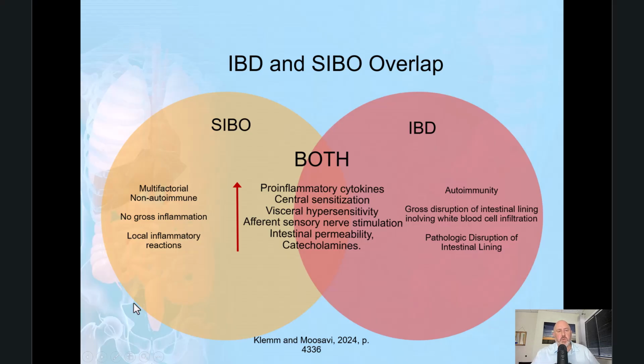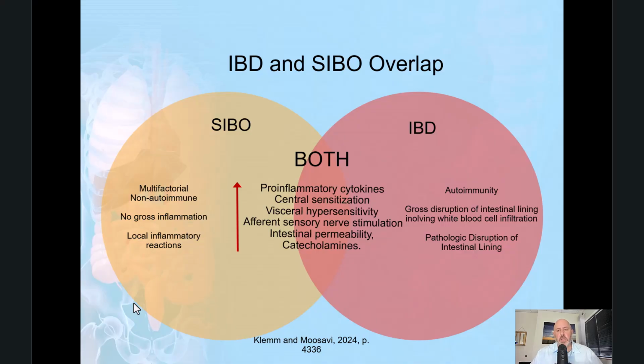They both disrupt the gut in similar ways. Both provide a source of inflammation to the gut. Both will upregulate the nervous system, making it more sensitive, more hypersensitive viscerally, and both of them can contribute to intestinal permeability and increased catecholamine or stress chemistry.